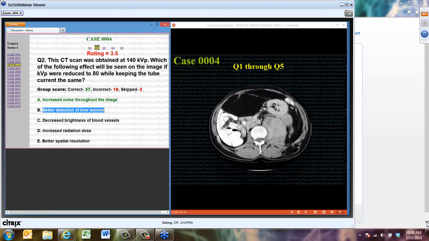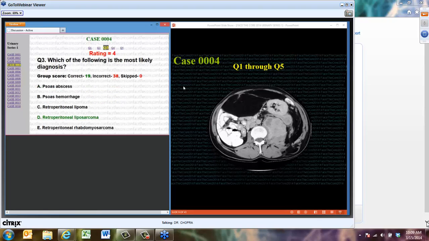As far as the better detection of liver lesions, one could say, well, because it is an enhanced liver, it would cause better conspicuity of the liver lesions. But remember, liver lesions in a liver are low contrast situations, and therefore they are affected much more by the increased noise, and their detectability is not going to be better. So it is the increased noise throughout the image that will be caused by that.